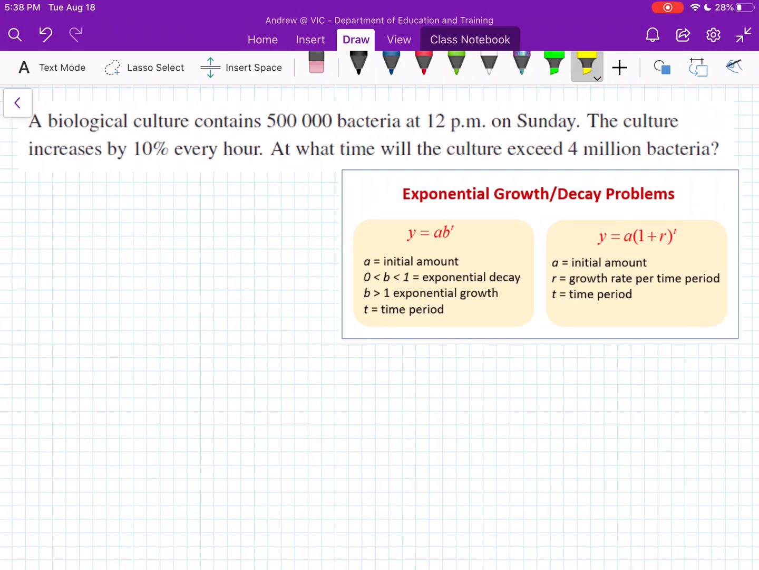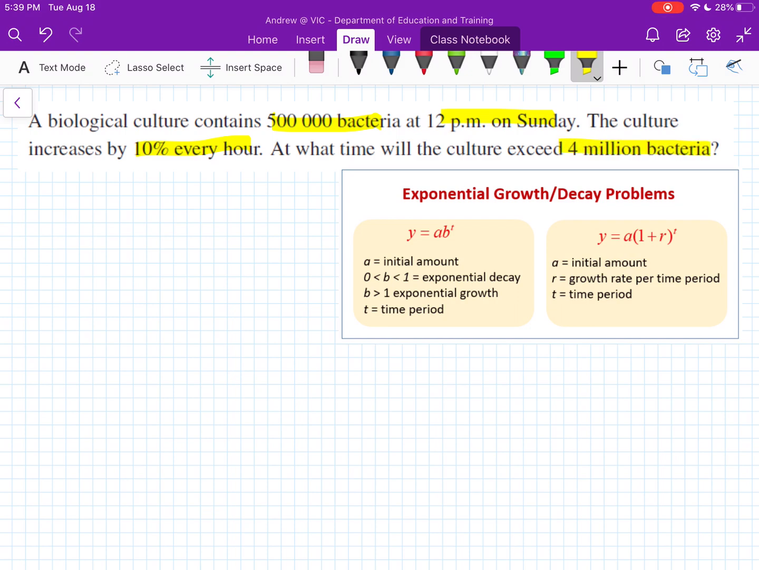G'day everyone, in this video we are looking at application questions relating to exponential growth. In here we've got a question: a biological culture contains 500,000 bacteria at 12 p.m. on a Sunday. So you can already see that's our important information. The culture increases by 10% every hour. At what time will the culture exceed 4 million bacteria, not 40 million.